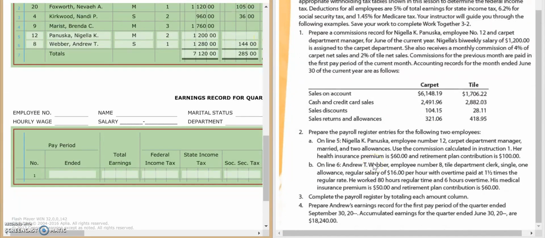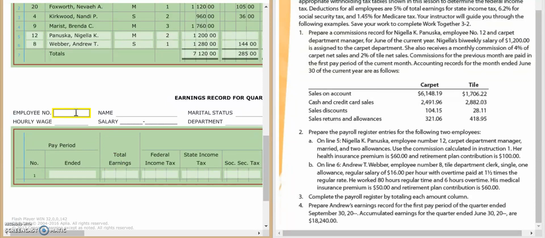Okay, the last thing that we need to do here, I'm going to throw this on the other side, is to complete Andrew's earnings record for the first pay period of the quarter ended September 30th. Accumulated earnings for the quarter ended June 30th are $18,240. So as we scroll down here, what we are intending to do is fill out this earnings record for the quarter ended for Andrew.